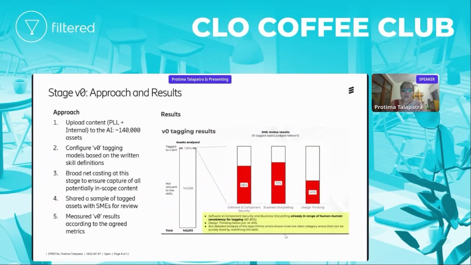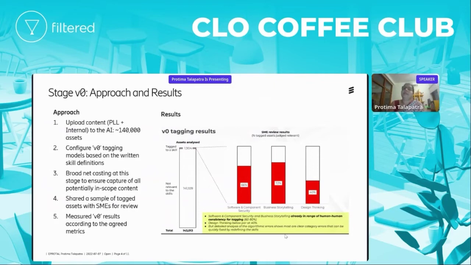When we started off with this proof of concept, we worked with three key skill areas. We said, let's talk through security, business storytelling, and design thinking. Those were the three key skill areas that we were focusing on. And we obviously had definitions for each of these skill areas.